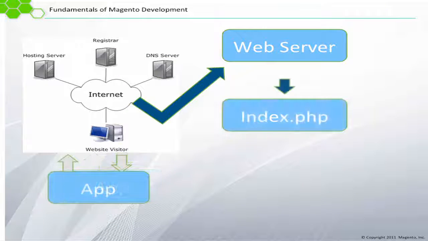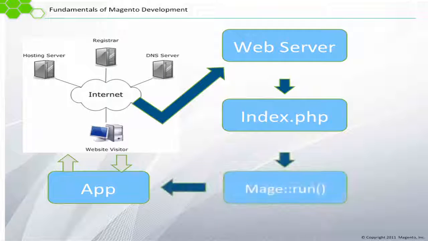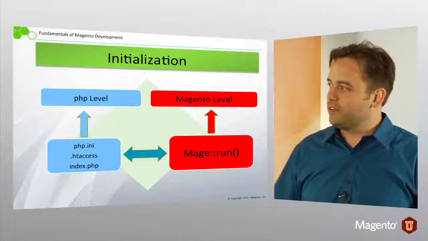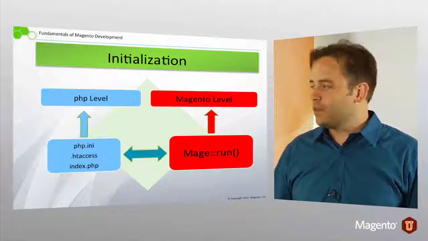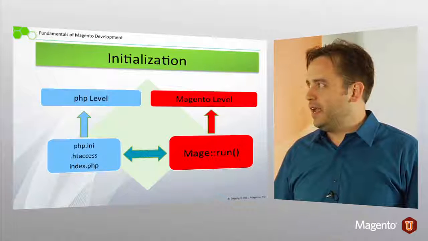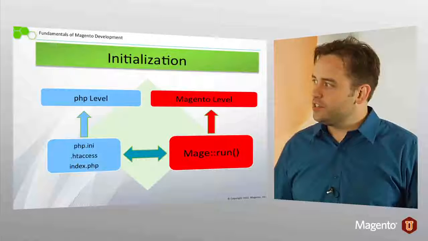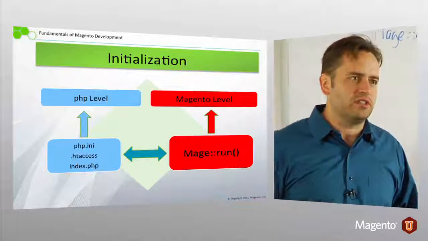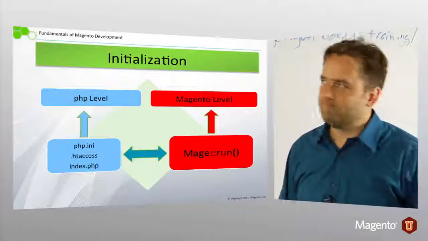So at the web server, the request hits the web server. The request is routed to index.php. Mage run is called. Mage run initializes the app via mage app run. For an analogous comparison, you have these configuration files for PHP. And in a similar way that these are part of the setup of the PHP environment, mage run triggers the setup of the environment for Magento.